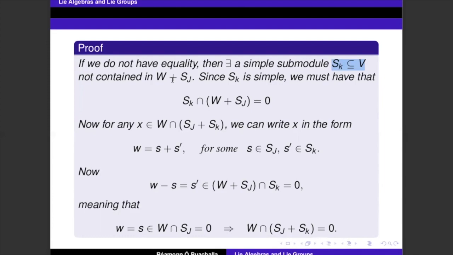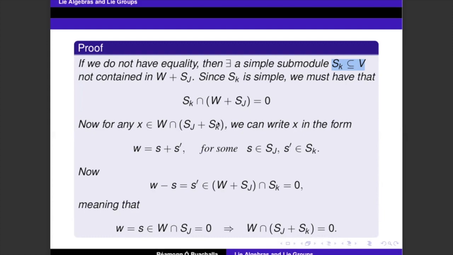So if we don't have equality, then there will exist some submodule not contained inside here. Now, this s sub k is simple. So now what we're going to do is use the usual trick of talking about intersections. So s sub k intersected with this guy will have to be equal to 0.